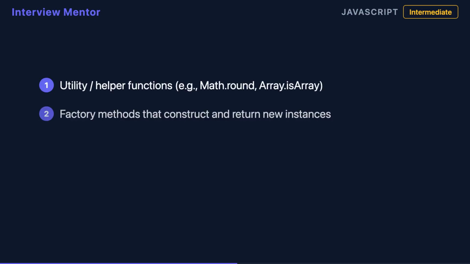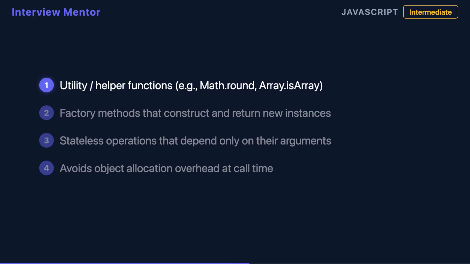So when should you choose static? Utility and helper functions are the classic fit. Think JavaScript's built-in Math.round or a custom formatter that has no state of its own. Factory methods, where you construct and return a new instance, are another great pattern. And as a bonus, since no object needs to be allocated, static calls avoid the overhead entirely.